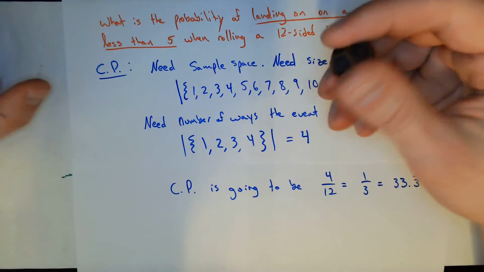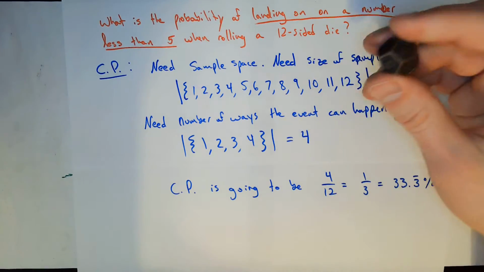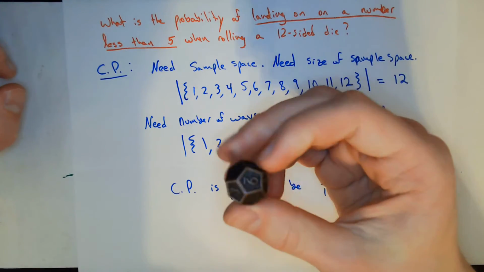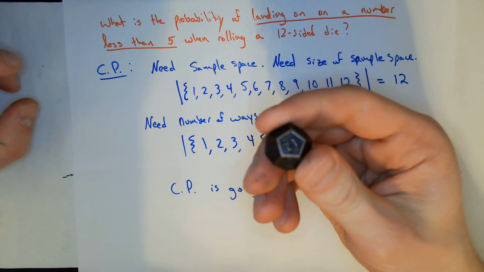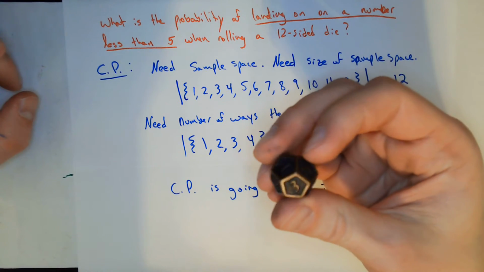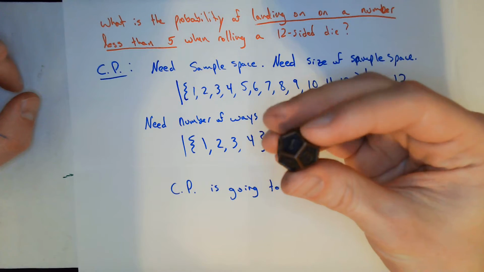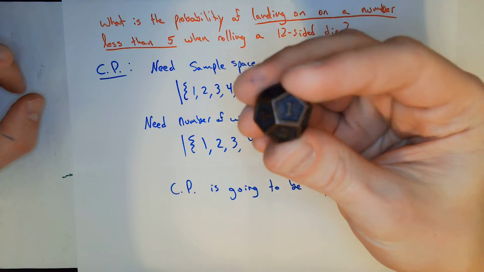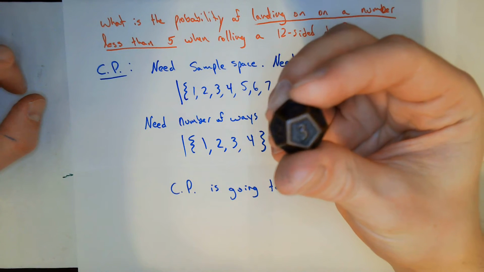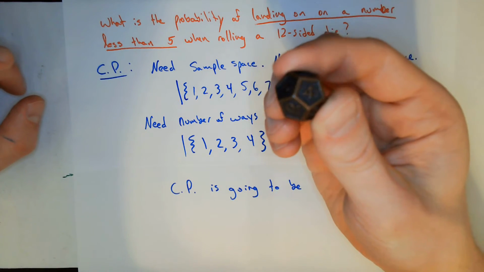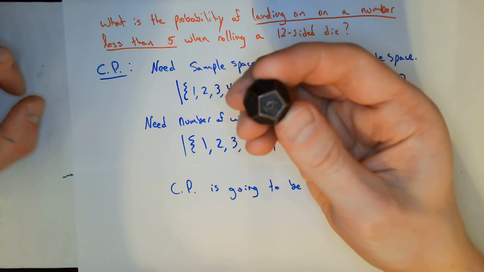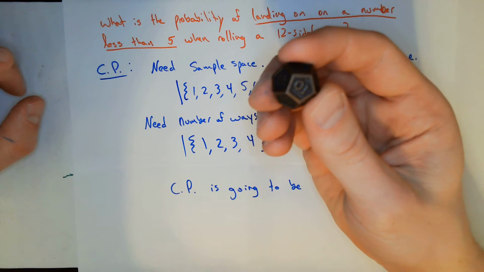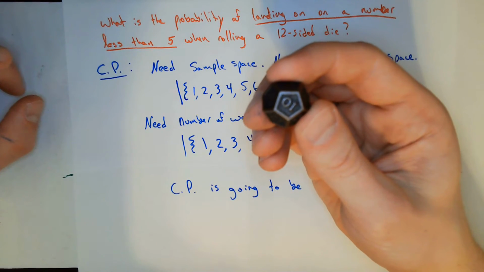That did not require any experimentation, right? That just comes from understanding how many different possibilities there are in total, and how many different ways there are to get something less than a 5. I could get a 1, a 2, a 3, or a 4. But anything outside of that, like a 6 or a 10, is not going to fall into my event space.